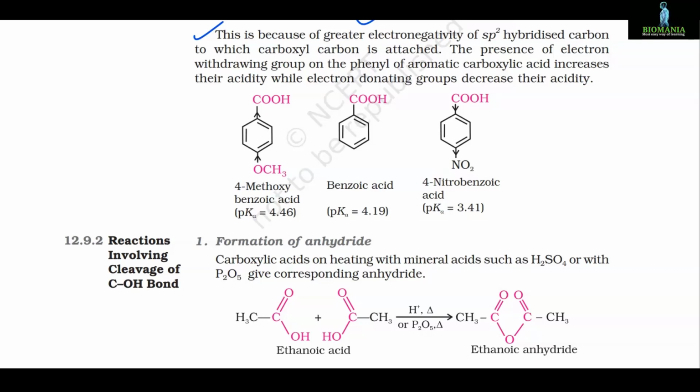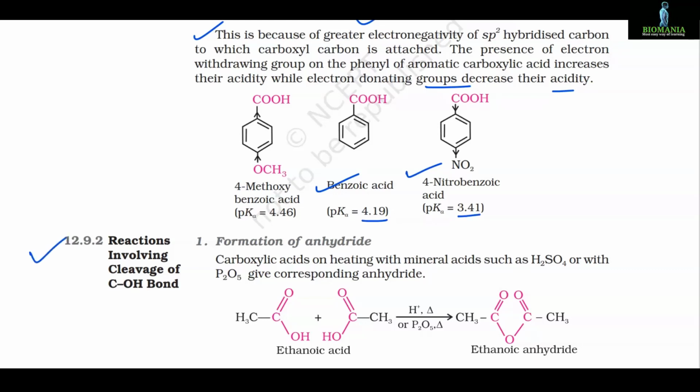The presence of an electron withdrawing group on the phenyl of aromatic carboxylic acid increases their acidity, while electron donating groups decrease their acidity. Here you can see that the 4-methoxybenzoic acid pKa value is 4.46, benzoic acid pKa value is 4.19, and 4-nitrobenzoic acid pKa value is 3.41.